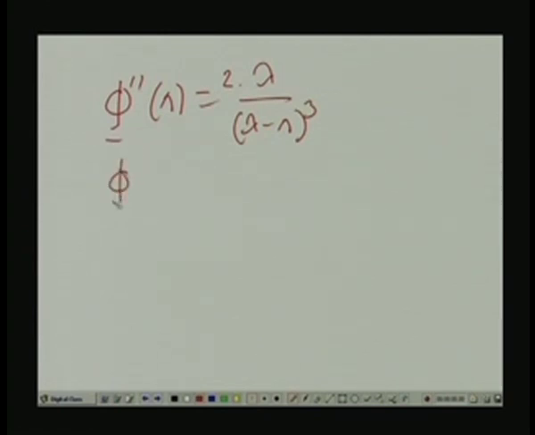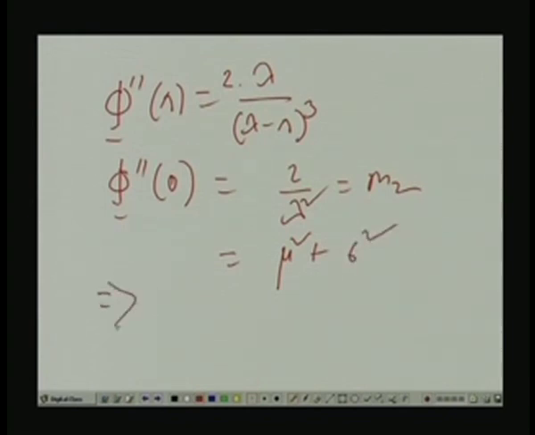So what happens to this function at s equal to 0? It is simply 2 by lambda square. This is m2, as we have seen, which is nothing but mu square plus sigma square. We have already seen mu is equal to 1 by lambda, so mu square is 1 by lambda square, which means sigma square is 1 by lambda square.